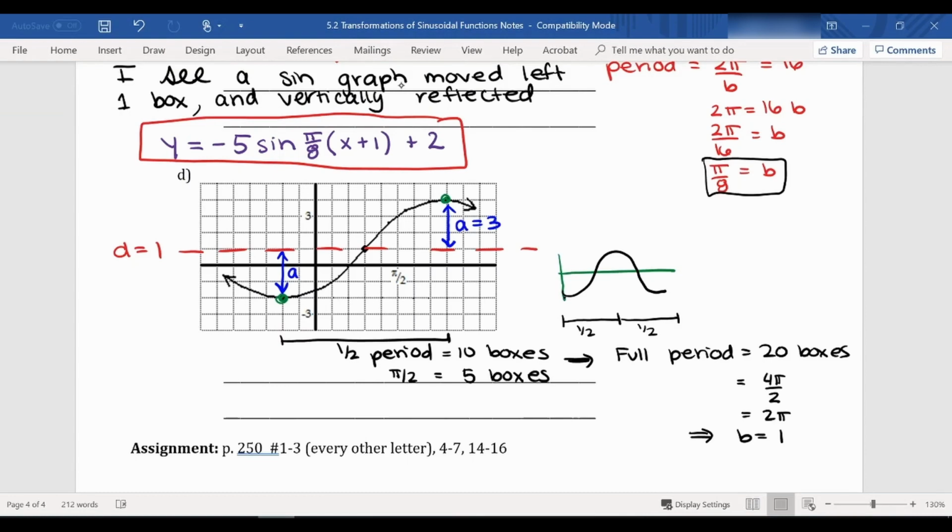And so what I still need to decide is, well, that this looks like an upside down cosine graph. I moved to the left by 2. If you see this as a right side up cosine graph, then it looks like we moved to the right by about 8 boxes, starting up here. Okay, I view this as a cosine graph moved left 2 and vertically reflected.